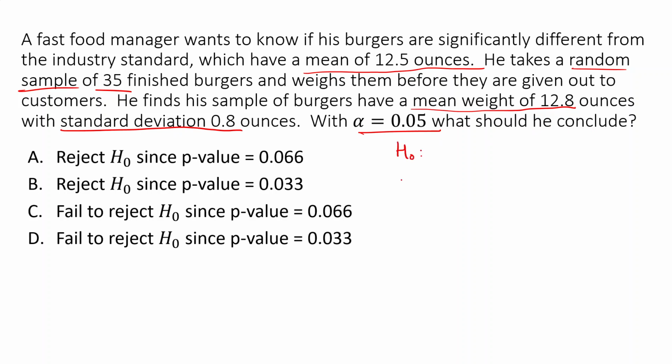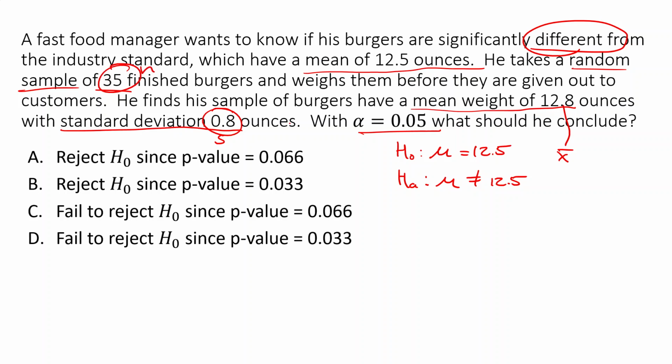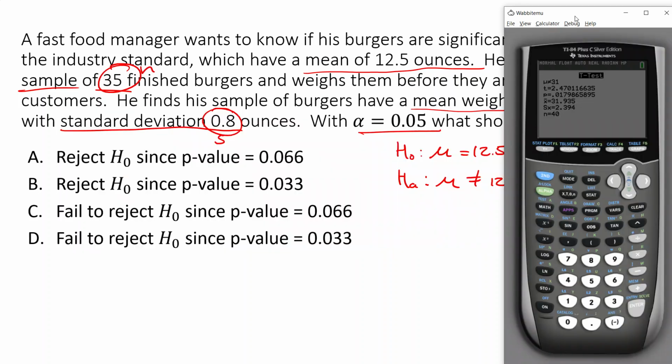All right, so again, we need to check what the hypotheses are. That's the important stuff here. So we've got a mean of industry standard is 12.5. He takes a random sample, where they're given out to the customer. He finds his burgers have 12.8 ounces. Wants to know if the burgers are significantly different. All right, so he just wants to know, are they not equal to 12.5? All right, so now let's see. Here's our x bar. Here's our s. And here's our n somewhere. There it is, n.